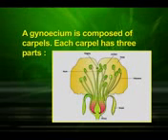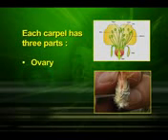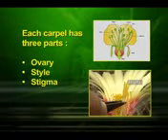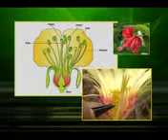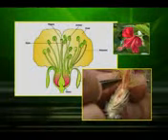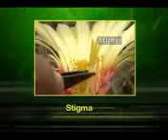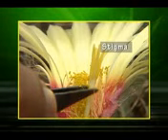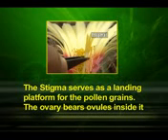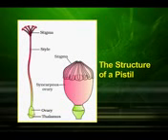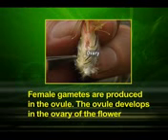The gynoecium is composed of carpels. Each carpel has 3 parts. They are ovary, style and stigma. The basal swollen part of the carpel is called the ovary. The long or short middle portion is the style and the terminal receptive structure is the stigma. The stigma serves as a landing platform for the pollen grains. The ovary bears ovules inside it. In this diagram, you can see the structure of a pistil. Female gametes are produced in the ovule. The ovule develops in the ovary of the flower.